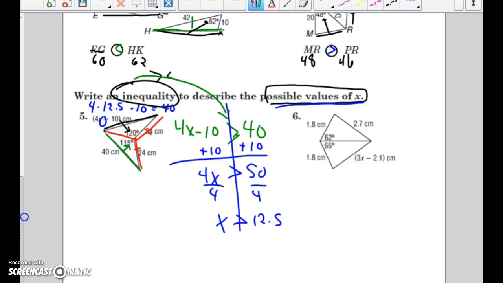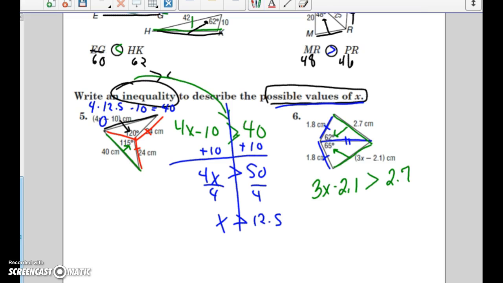Are we good? Okay, I want you to try number 6. Okay, so I'm looking for this side, which is across from the 65. I want you to notice that these two are the same, and that this one is the same on both triangles. So I'm really trying to compare it to this one, which is across from the 62. Which one's bigger, 3x minus 2.1 or 2.7? Good. So 3x minus 2.1 is greater than 2.7.